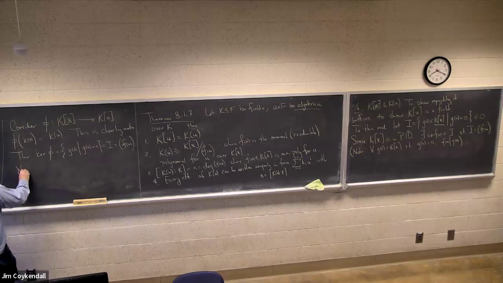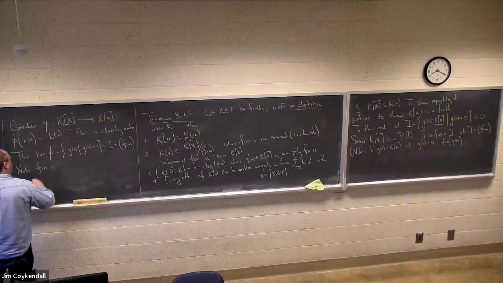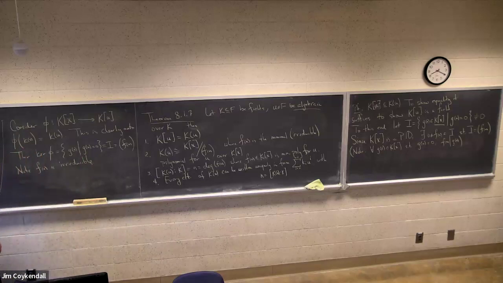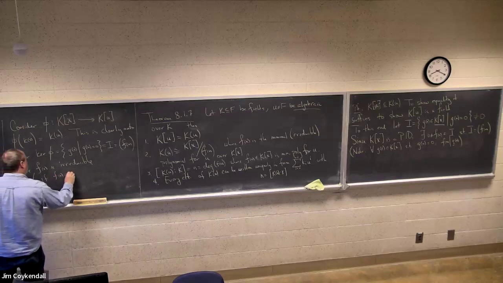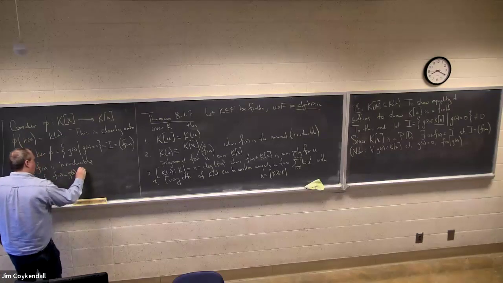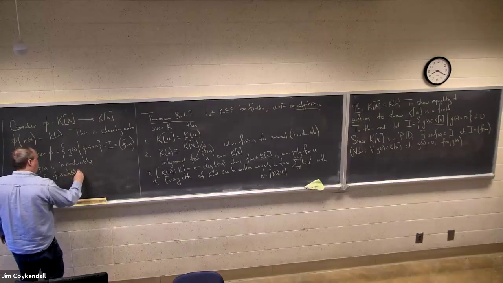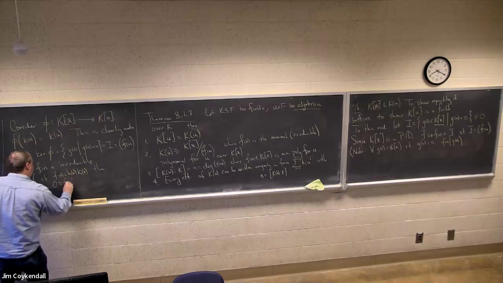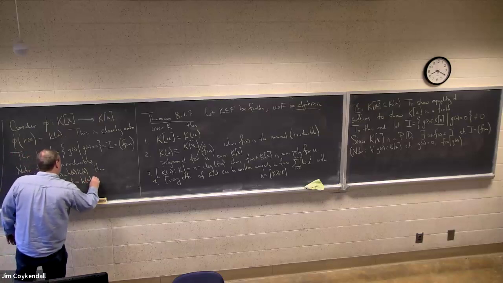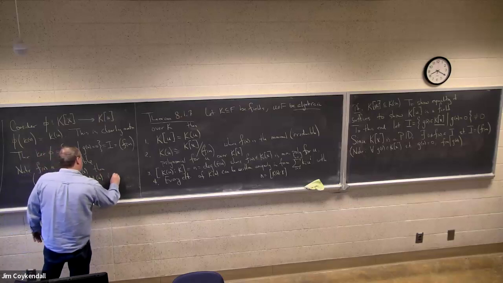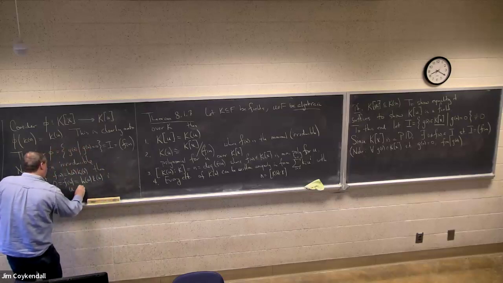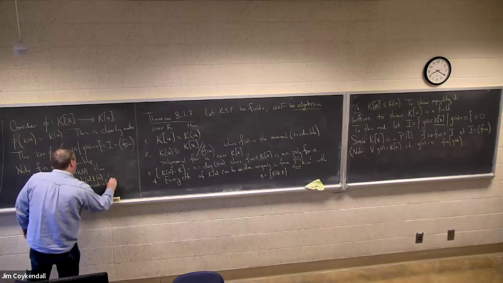Note f of x is irreducible. Suppose it can be reduced, because f equals h times k of x, and U is a root of h or k.